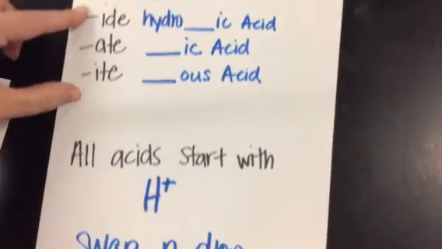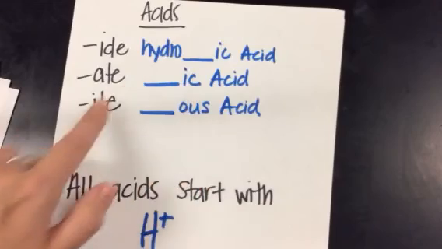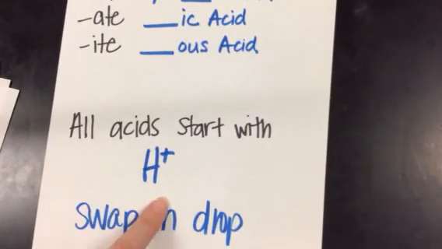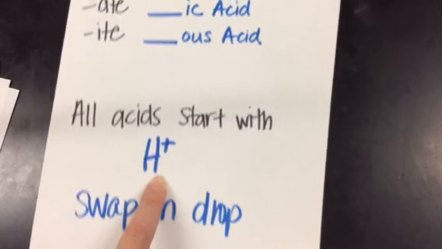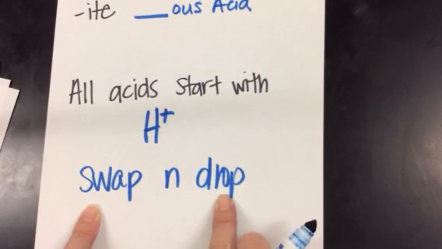So that's everything that you need to know about naming acids. You need to know these 3 rules, that ide is hydro-ic, ate is ic, ite is ous. All acids are going to begin with hydrogen ions, so hydrogen with a +1 charge. And we also need to remember that we need to swap and drop on your acids when you're writing your formulas.